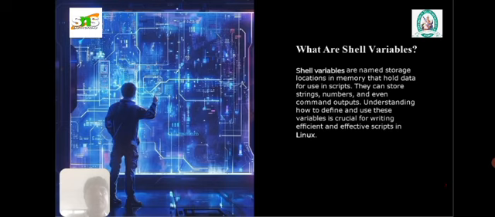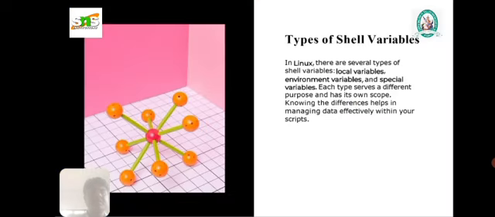Now, understanding how to define and use variables is crucial for writing efficient and effective scripts in Linux. There are several types of shell variables: local variables, environment variables, and special variables. They are three types, each with a different purpose and its own scope, and they help manage data effectively in your script.